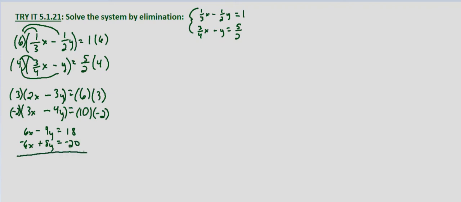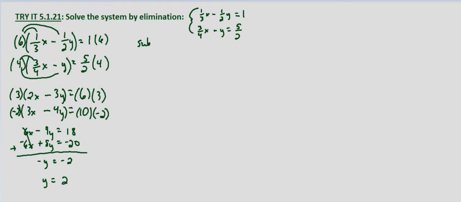And then we're simply going to add the equations. The x's are eliminated. They cancel. 6x minus 6x is 0, or 6x plus -6x. -9y plus 8y is -y. And then 18 plus -20 is -2. Dividing both sides by -1, we get y equals 2.